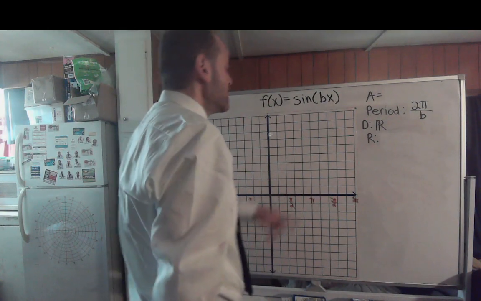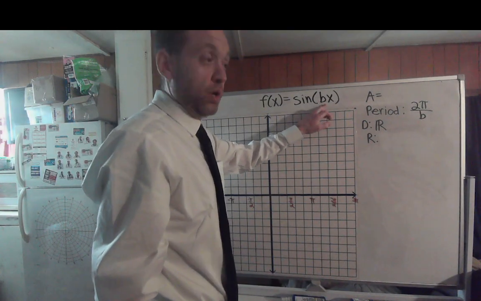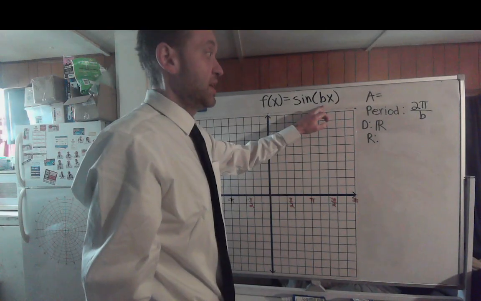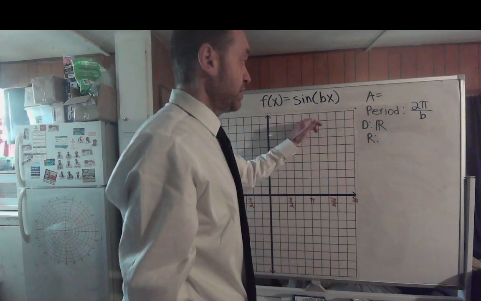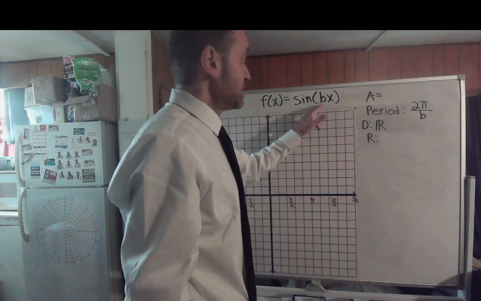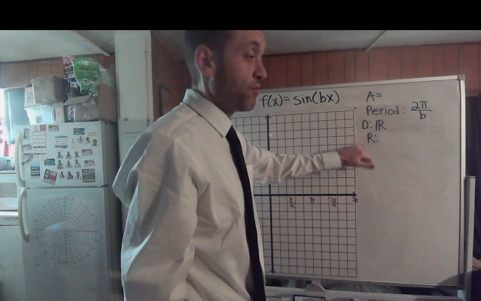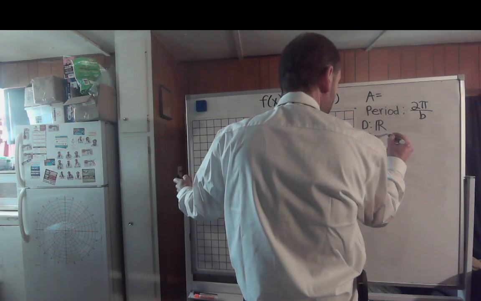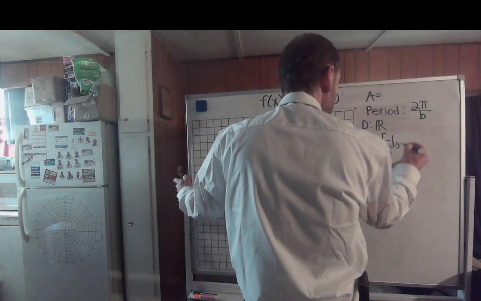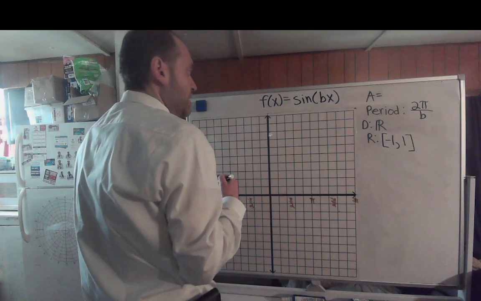But the b has up to this point been 1. That's been our coefficient on the x. So really, you would find your new period by taking the 2 pi and dividing it by b. Now your domain and range won't change in this case. You'll still have a domain of all real numbers, a range from -1 to 1, but your period's going to change.